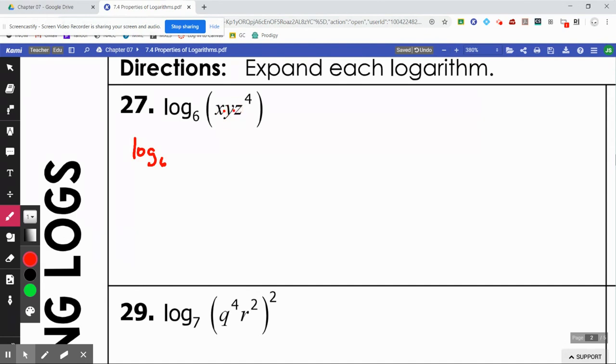All three of these things are being multiplied, so that'd be log base 6 of x plus log base 6 of y plus the log base 6 of z to the 4th. Now the only other thing that we can do is anytime we have an exponent, that exponent can be moved down front and changed to multiplication, and that is it.